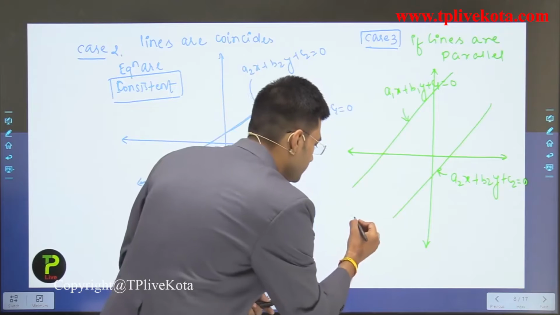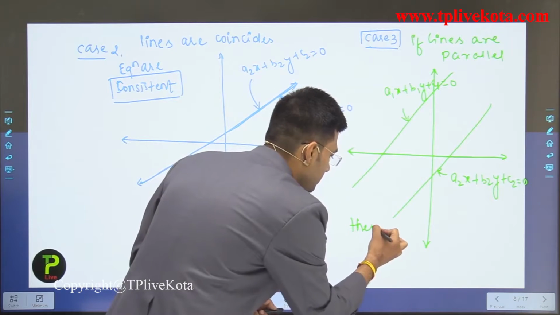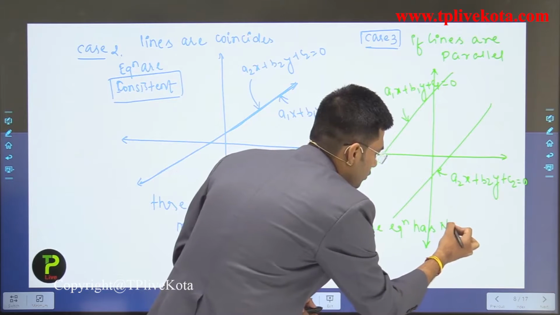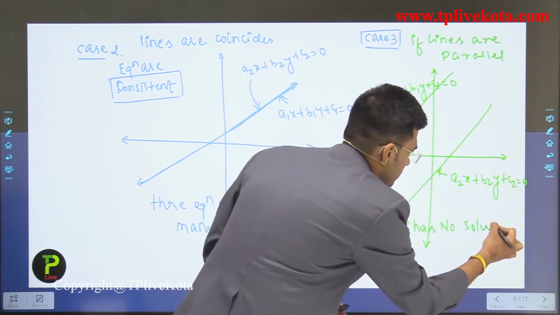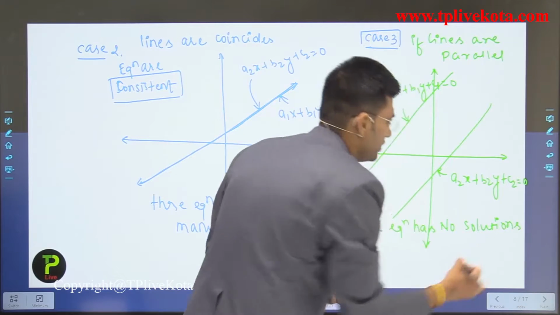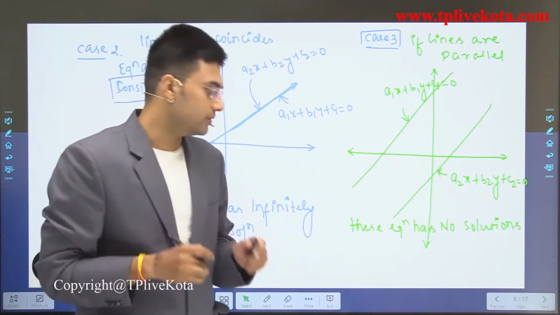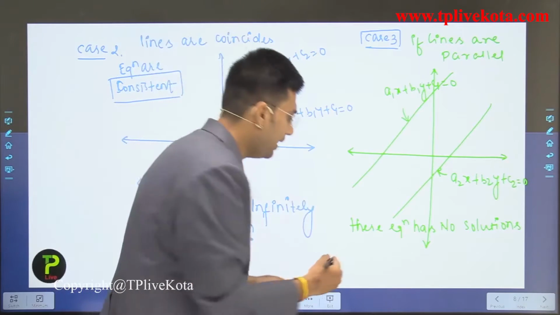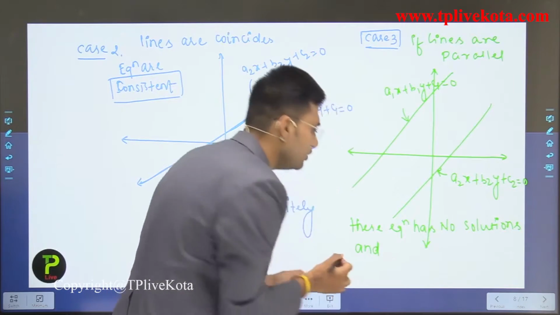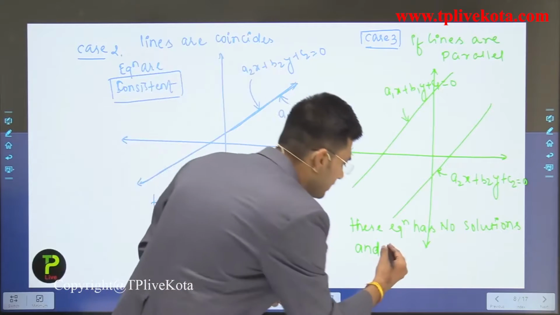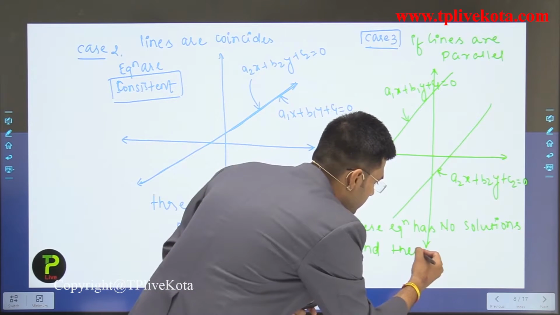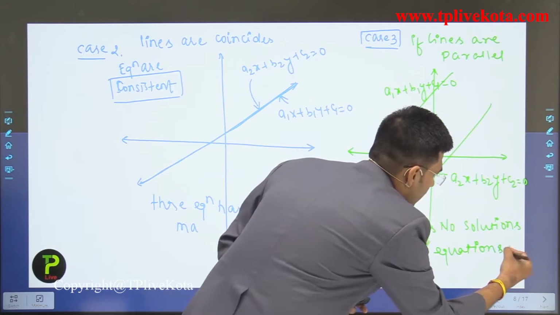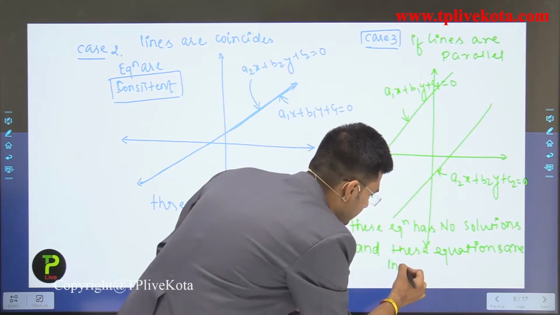So these equations have no solutions. For these equations we cannot find any solution, so we can say that these equations have no solutions. And if we cannot find the solution for these equations, then we can say that these equations are inconsistent.